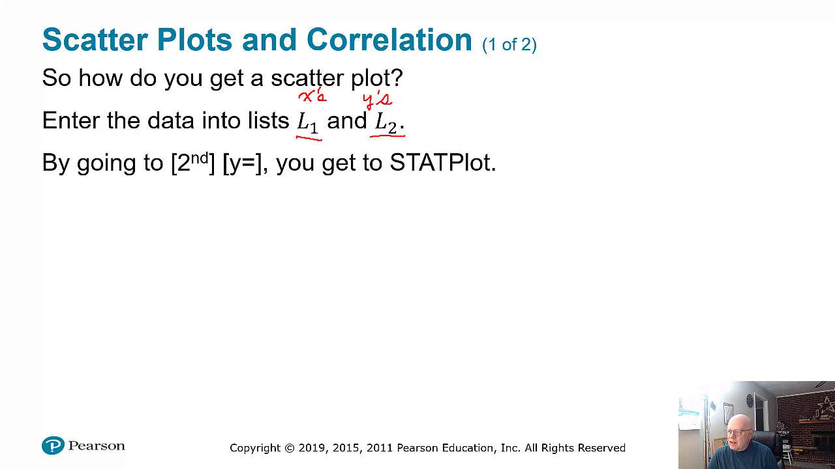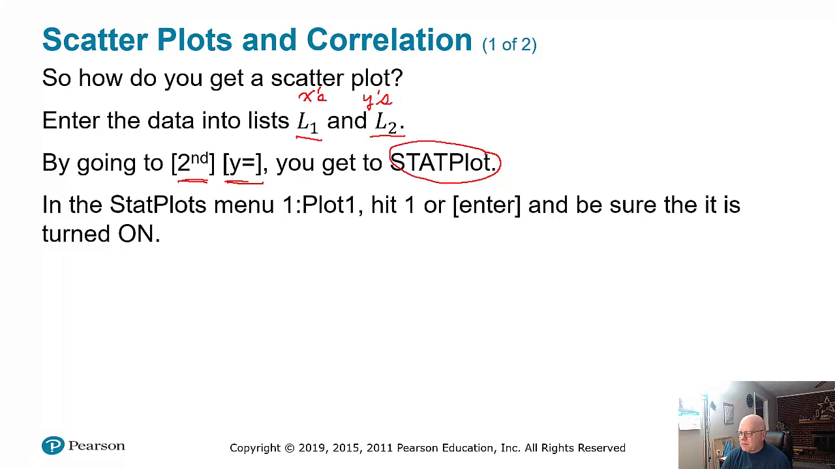Second, once you've got those numbers in, you go to the second key, then the y equals key above it, and that takes you to, if you look carefully, what's called stat plot. The first thing you need to do is turn on one of the plots. Otherwise, you'll hit a key to see something and nothing's going to show up. So, second, y equals gets you to stat plot.